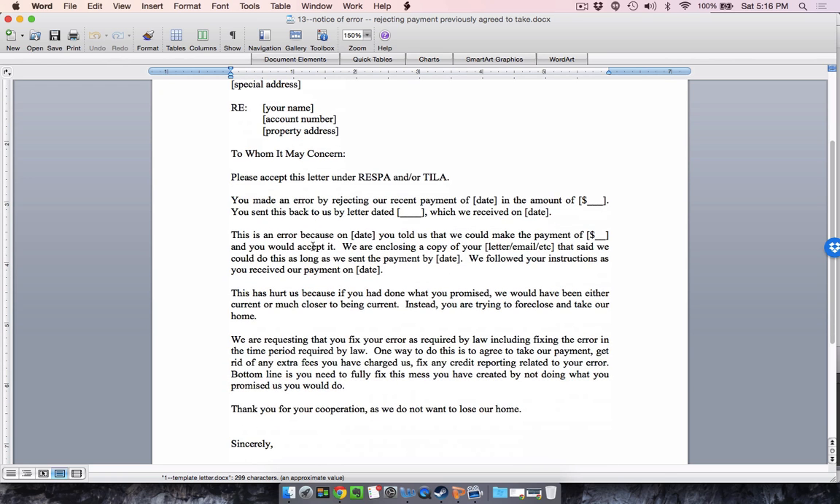Here's one that we see sometimes, and I think I referenced this earlier in the webinar. They'll say to you, and we'll use this number, pay us $5,000 by the end of the month and you're reinstated. So you do that, and then they reject the money. Well, there would be a request for information on that, right? You'd say, why did you do that? This is the notice of error. You made an error rejecting a recent payment of the dates and the amount of this. You sent this back to us by letter dated whatever it is.